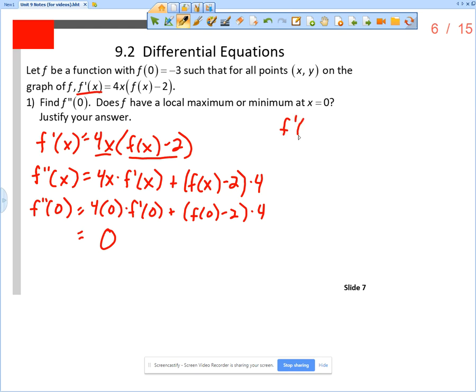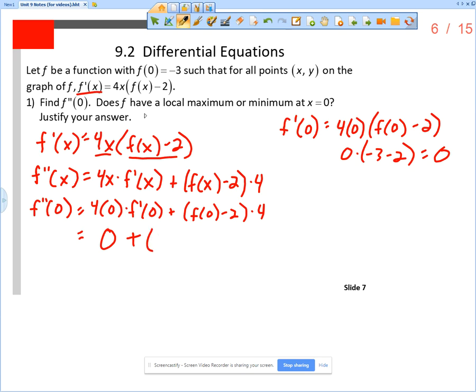But let's just go on the side real quick. What is f prime of 0? So that would be 4 times 0 times f of 0 minus 2, right? So 4 times 0, of course, is 0. But what is f of 0 minus 2? Well, f of 0 is negative 3 minus 2, right? So, of course, this is still 0. So yes, this is still going to be 0. But then plus f of 0 minus 2. So what is f of 0? Well, f of 0 is negative 3. So negative 3 minus 2 and then times 4, right?